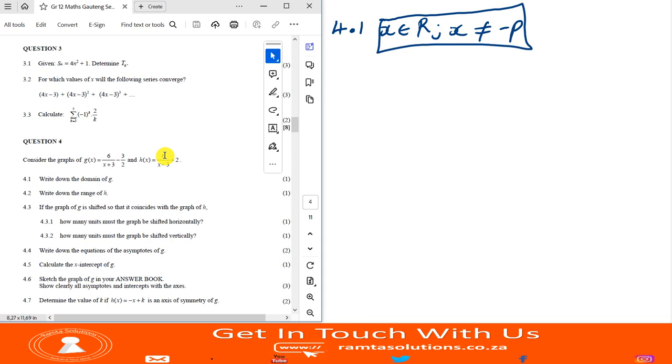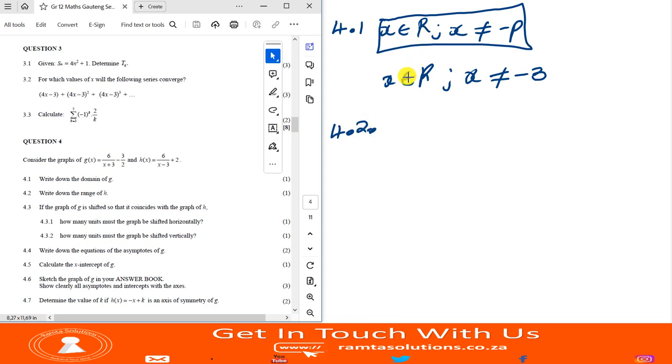To answer our question, we say x is an element of real numbers, but x is not equal to, what is the value of p here? It is positive 3. So x is not equal to negative 3. Remember, this means your function has shifted to the left by 3 units.